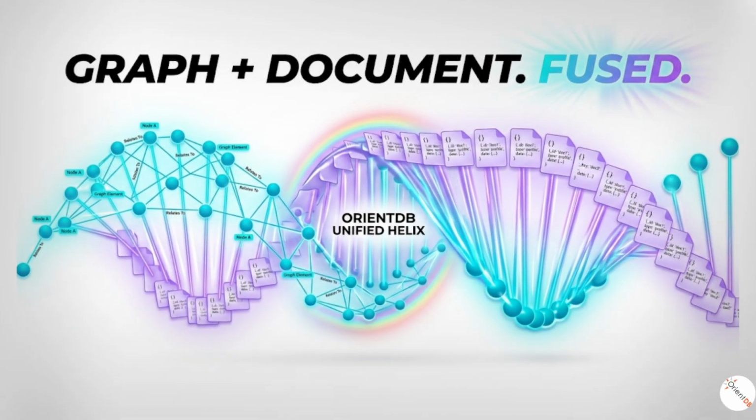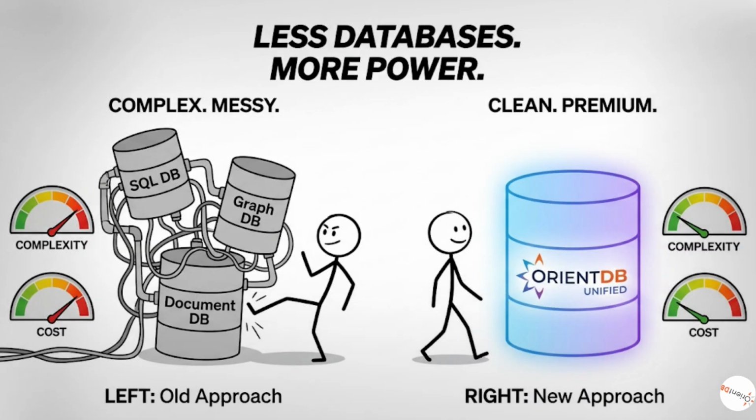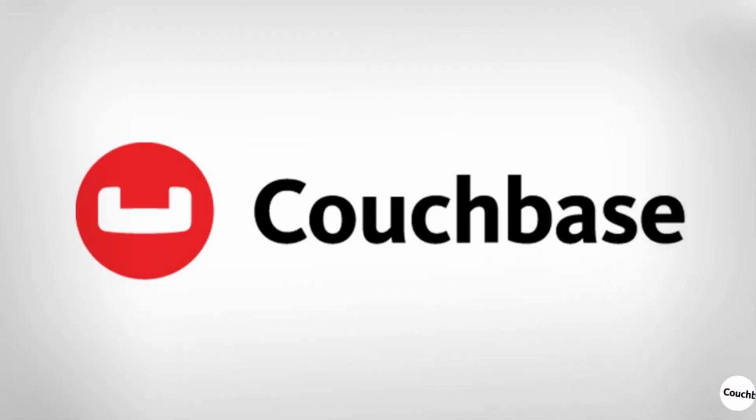OrientDB combines graph and document database capabilities. It allows applications to store rich documents while also maintaining complex relationships between them. This dual approach can reduce the need for multiple database systems in a single project.